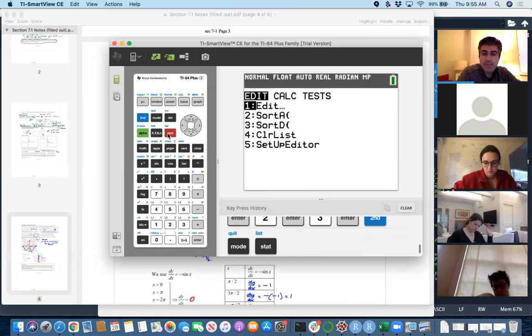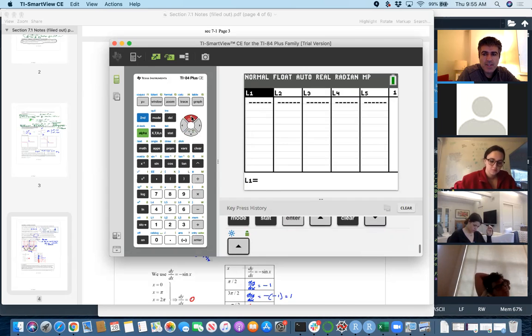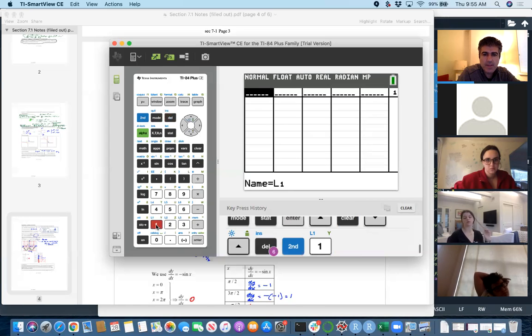Hit Stat. And by the way, it's all recorded. Edit. And under L1, tap those. If there's something you see right there, like if I were to hit the up key and hit clear, and then hit the down key, it clears everything for you. If you don't see an L1, then just hit second 1, and it puts L1 for you. And again, I'll do it again.